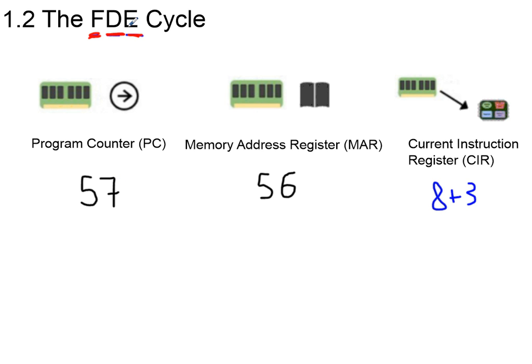So the FDE cycle can be a little confusing, but really the answer is there for you. Fetch the instruction from RAM, and you know to do that because the program counter tells you exactly where to go. Bring it into the current instruction register to decode it and work out what needs to be done, and then execute it using the most appropriate component, such as the ALU for a mathematical problem.